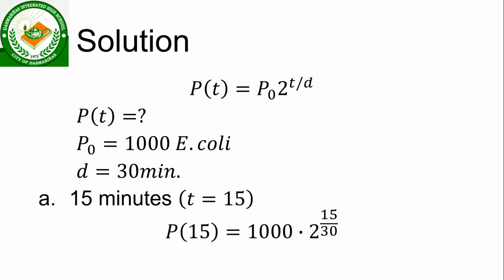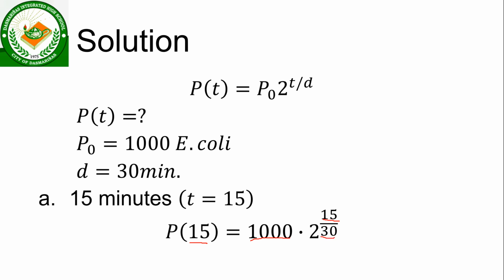Now, let us replace the variables by their values. t was replaced by 15. We have here 15, and we also have here 15 because t was replaced by 15. And P sub 0 was replaced by 1,000. So we have here P sub 0 as 1,000, multiplied by 2 raised to 15 over 30 because the doubling time is 30.